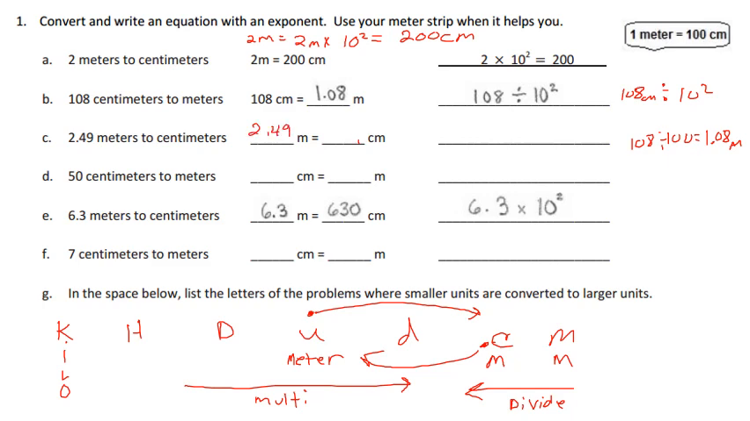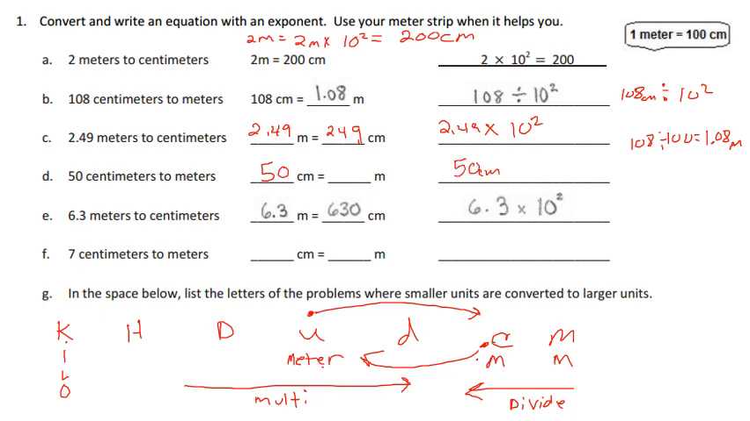Okay, number C. We have 2.49 meters, and we're going to centimeters. So we're going from left to right, so we know we're going to multiply. So over here I'm going to put 2.49 times. Now I've got to figure out the distance from meters to centimeters. Once again, it is 2 positions. So that's going to be 10 to the second. So 2.49 times 10 to the second, which equals 100. The decimal place is going to move 2 positions to the right. So we have 249 centimeters.